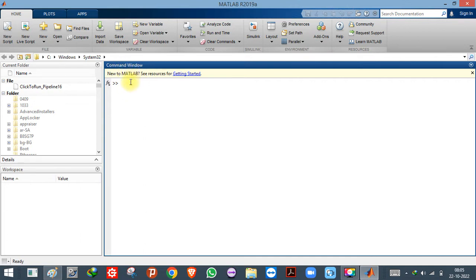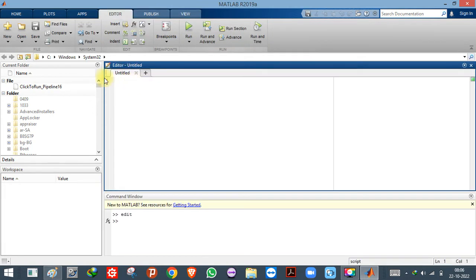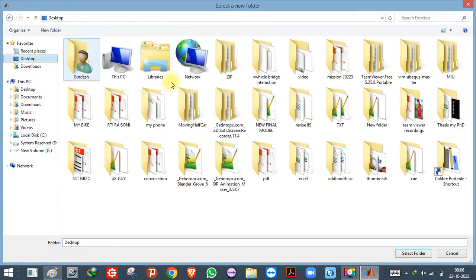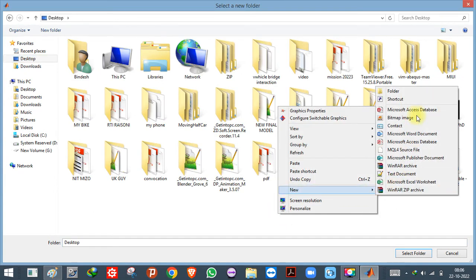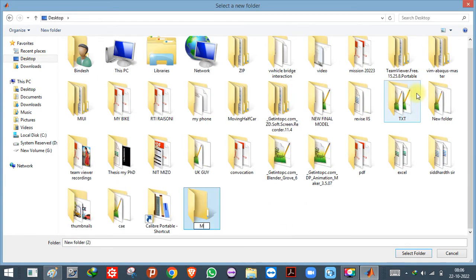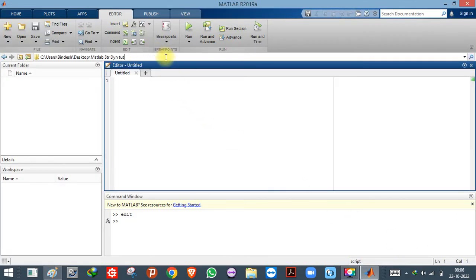Now I'll open the editor. Simply write edit and press enter, and it will open the editor. This is the path where files are saved. You should always keep a habit to change the path. So I'll go to desktop, create a new folder, and name it MATLAB structure dynamics tut. Okay, my folder has been created. I'll select it and click select folder. Now see, my path has been changed, and everything will be available in this folder.